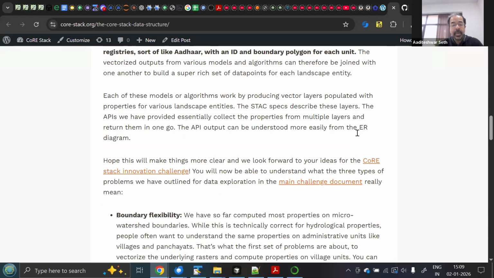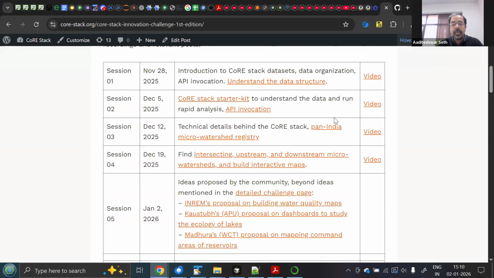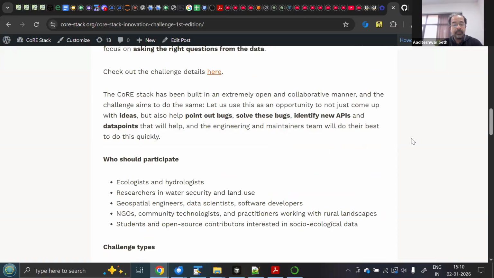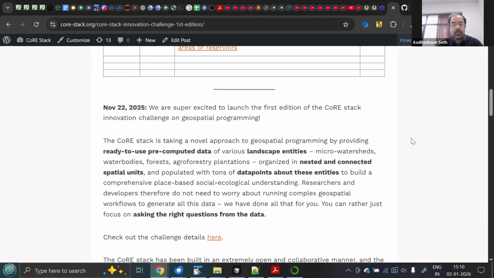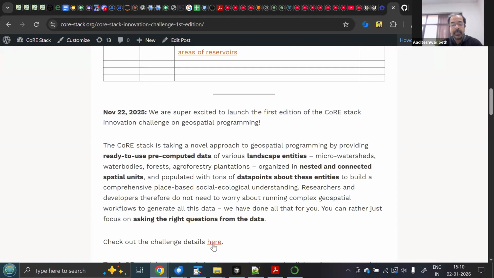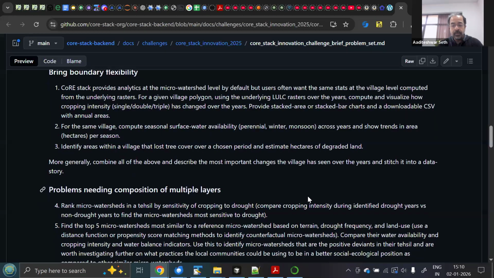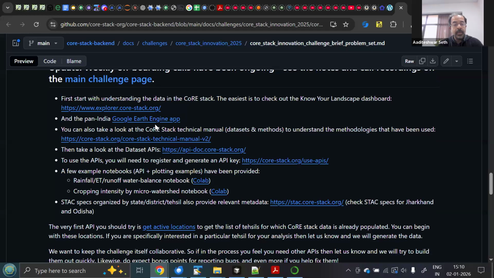So what happens in all of this is that there are all the underlying layers that we have, linked from all of these different pages. If you go to further links, like the challenge details link over here, this opens up this page, which we'll go through in more detail today. But there are a lot of other links.